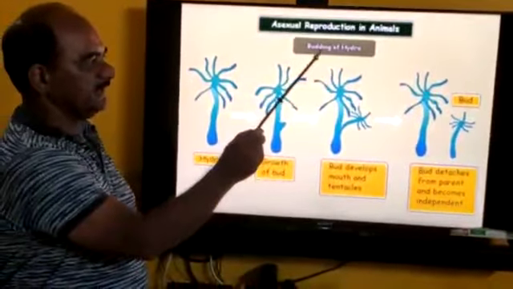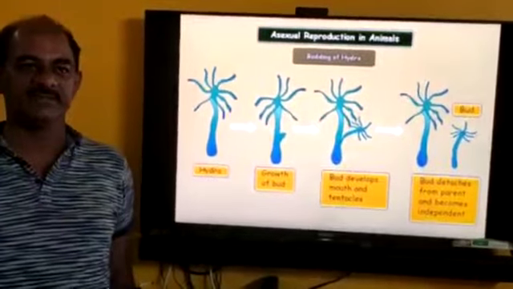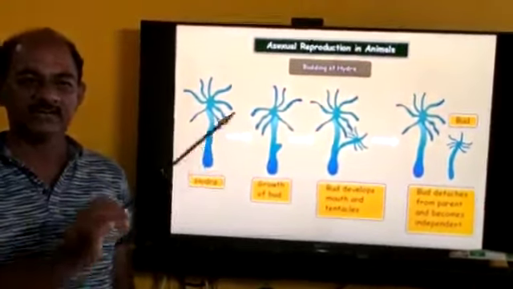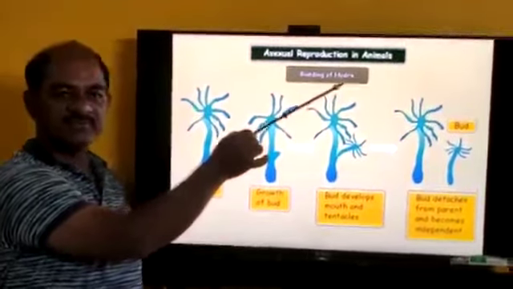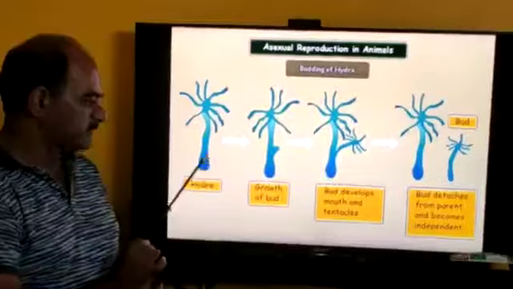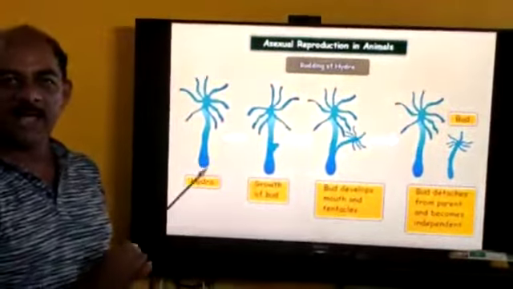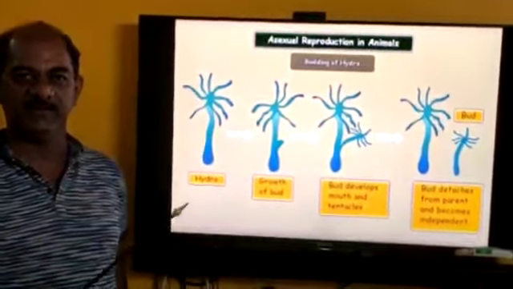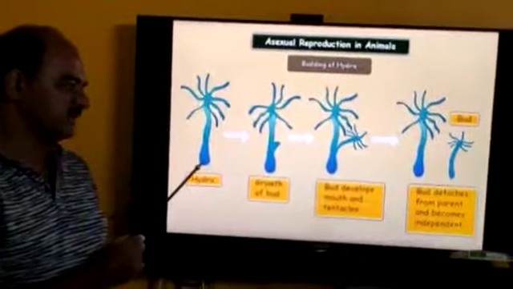The second method is the budding of Hydra. That type of budding process also occurs in lower animals. Hydra also belongs to the phylum Coelenterata, and budding occurs in Hydra. Suppose this is the structure of Hydra. Hydra also lives in an aquatic habitat. Here the tentacles are present, and it has a cylindrical body structure.